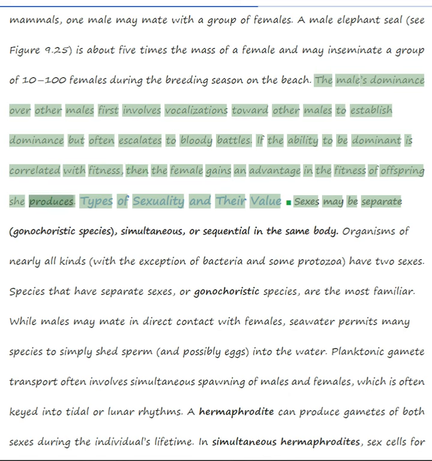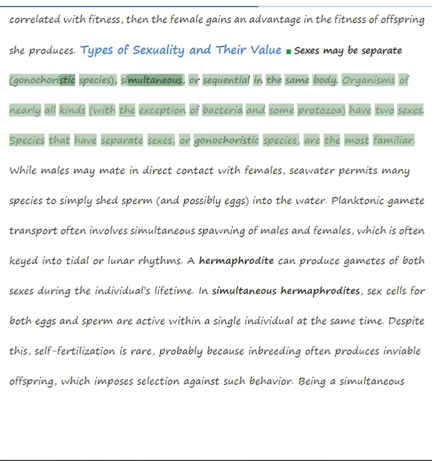Types of sexuality and their value: sexes may be separate, simultaneous, or sequential in the same body. Organisms of nearly all kinds have 2 sexes. Species that have separate sexes, or gonochoristic species, are the most familiar.